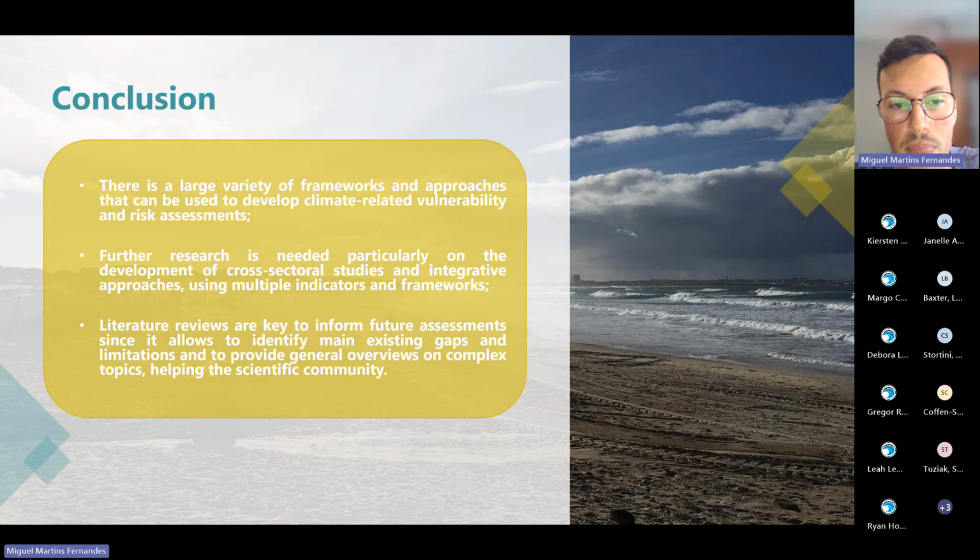And then finally, literature reviews like this are very important to identify the existing gaps and limitations, but also to provide a big picture of what the major trends are, what the most talked about or referenced uses or definitions are, and what the next steps are that we can take to improve this thematic. And I think it's very important to perform literature reviews in this type of subjects and thematics.